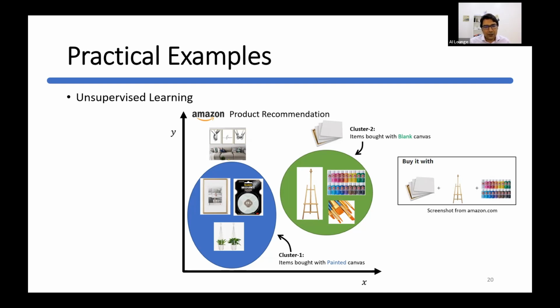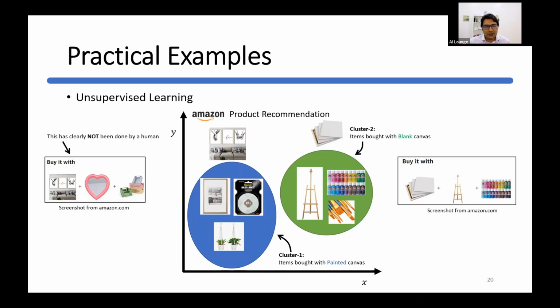Now, if I click on the painted canvas, this is the recommendation that I get. Now, it contains a frame, contains some boxes. Now, this is not as spot on as the previous recommendation, and it seems that this has clearly not been done by a human because the frame is not the same size, it's not the same shape as the canvas that I'm looking at. However, think about it from Amazon's perspective.